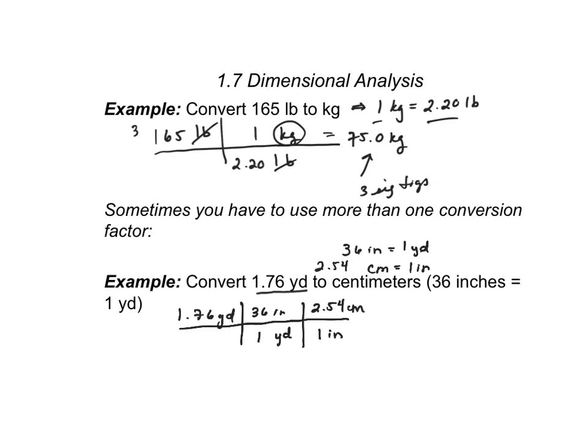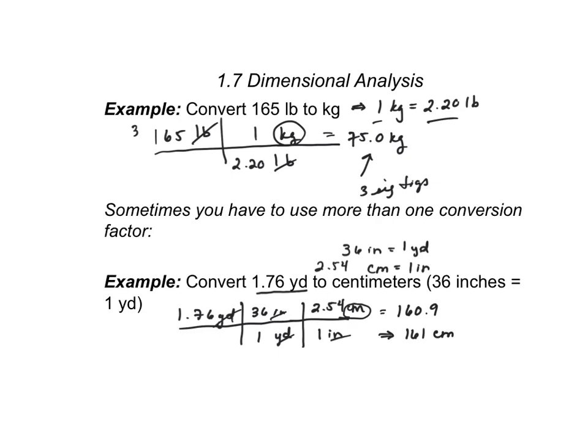2.54. So now when I divide and multiply everything, my yards cancel, my inches cancel, I'm left in units of centimeters. And then how many significant figures do you think my answer should be reported to? 3, right? So when we multiply this out, we get 160.9, which when we round, we'll get 161 centimeters. Super easy, right? Kind of.